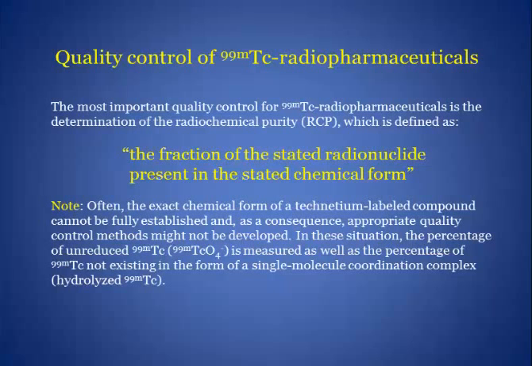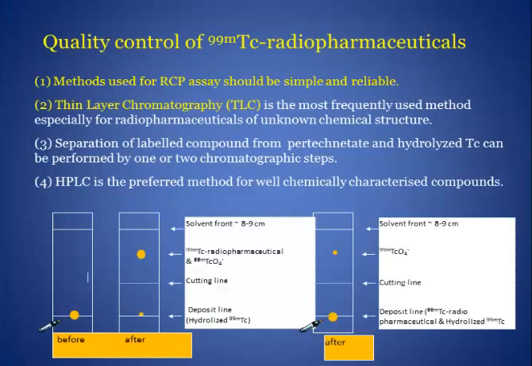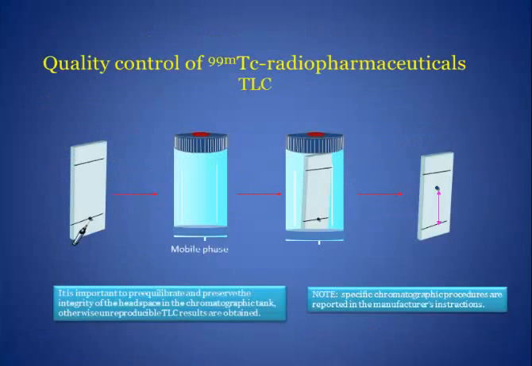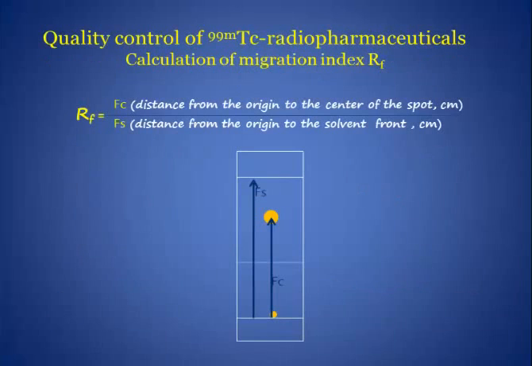Mainly it is radiochemical purity, which is the fraction of the stated radionuclide present in the stated chemical form. The most common method used is HPLC. HPLC is the preferred method for well-chemically characterized compounds. For the solvent in TLC, please read the manufacturer's instructions on which solvent to use. Sometimes you need to use MEK, sometimes acetone, sometimes saline. So it's not always the same. Even for the same compound, sometimes with a different company the solvent is changed.